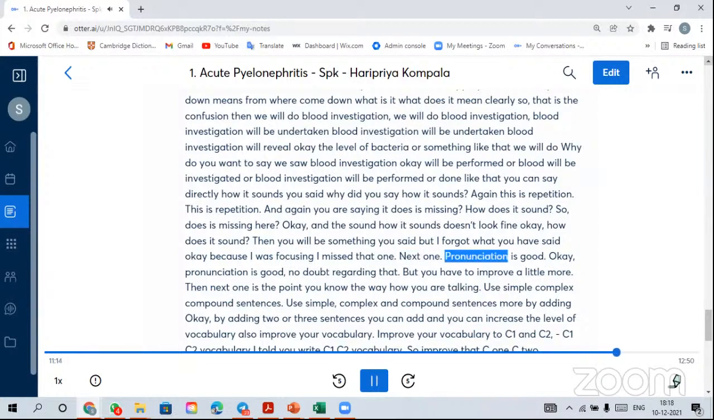Next one. Pronunciation is good, no doubt regarding that, but you have to improve a little more. Then next is the way you are talking. Use simple, complex and compound sentences, adding two or three sentences. And you can increase the level of vocabulary also. Improve your vocabulary to C1, C2.